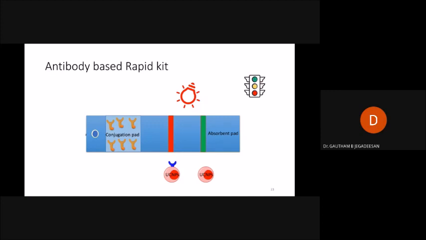The mechanism here: initially the antigen comes. When it crosses the conjugation pad, that antigen will be caught by the antibody attached with the nanoparticle, and then it moves on, and the upconverting nanoparticle which is attached with the antibody will get attached on the antigen, so that you will get the red indication.